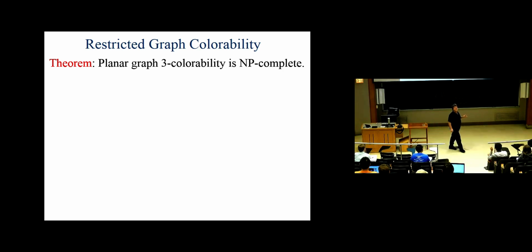Colorability for trees, just trees. Trees are graphs. Graphs are not necessarily trees because they can have cycles. Trees are graphs without cycles. So if I give you a tree and say, is it 3 colorable, what's your algorithm?